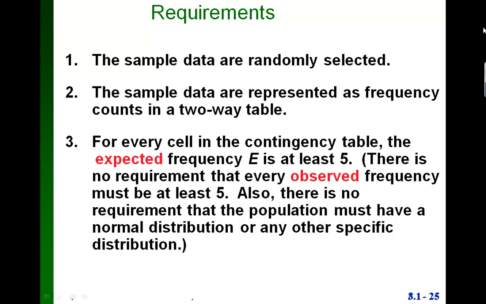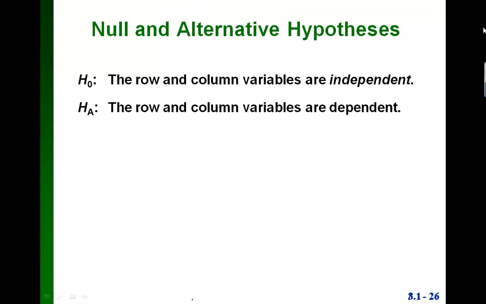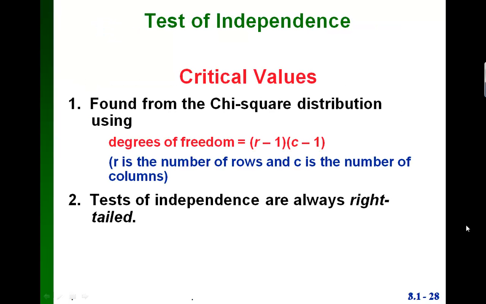Our null and alternative hypotheses for this kind of test are always going to be the same. The null hypothesis will always be that the row and column variables are independent, and the alternative will be that the row and column variables are dependent. Again, for this type of test, we're using the chi-square distribution to find our critical values, and the degrees of freedom are going to be r minus 1 times c minus 1, where r is the number of rows and c is the number of columns. And this type of test is always right-tailed.